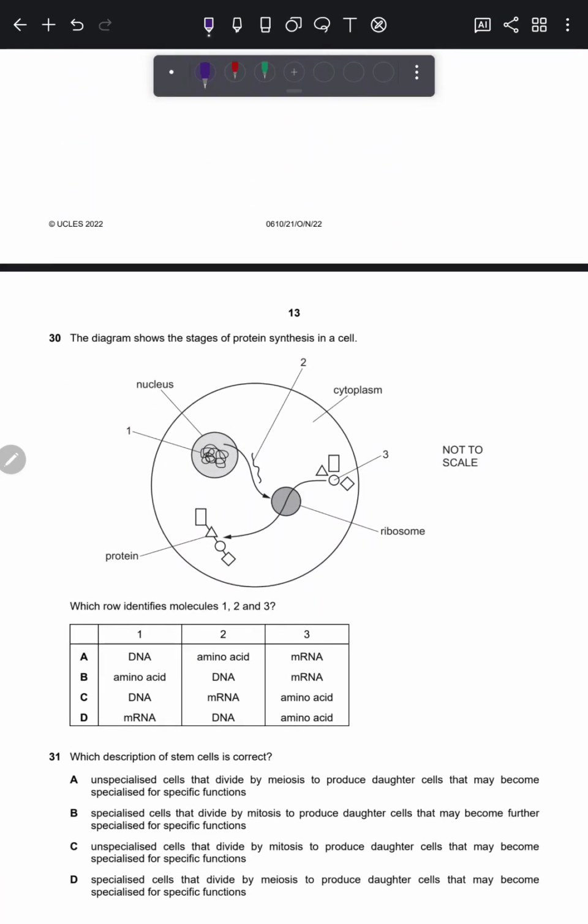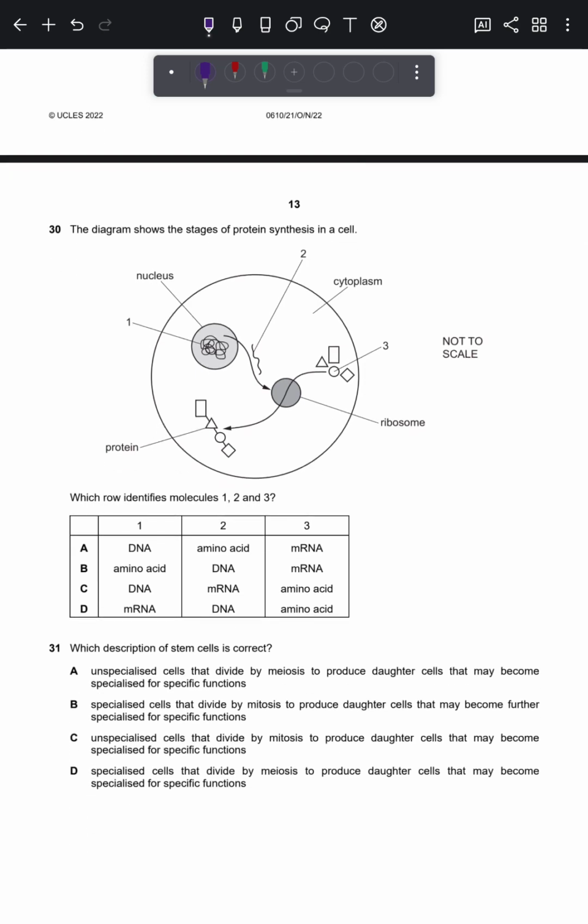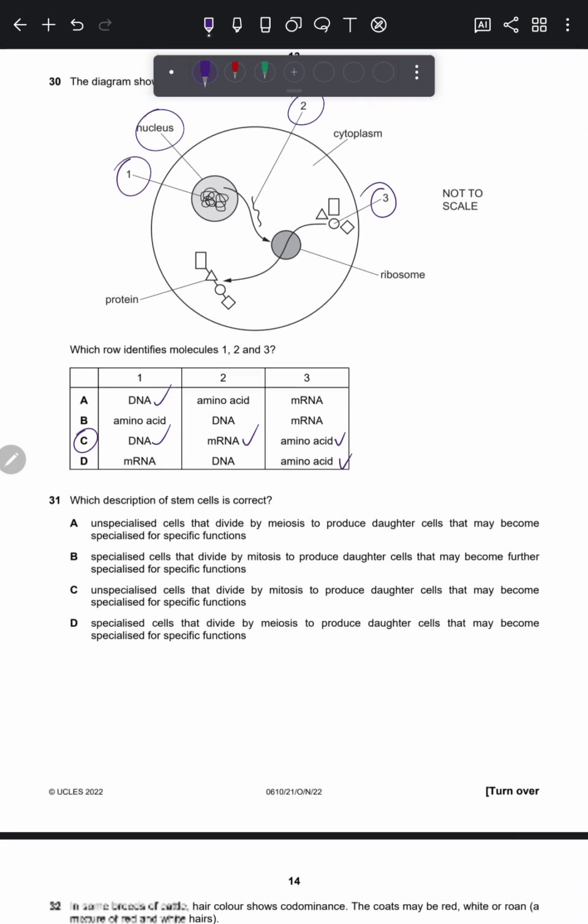30. The diagram shows stages of protein synthesis in a cell. Which row identifies molecules 1, 2, and 3? Where's 1? In the nucleus, of course, you're going to find the DNA. In 2, this seems like some strand of DNA has escaped the nucleus and is in the cytoplasm, so this must be a copy of it, which is the mRNA. And 3 are clearly the amino acids, which must be C.